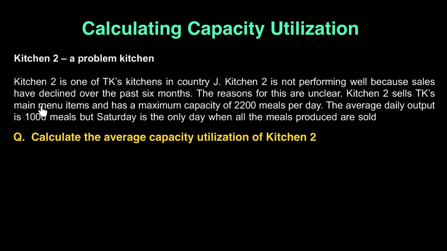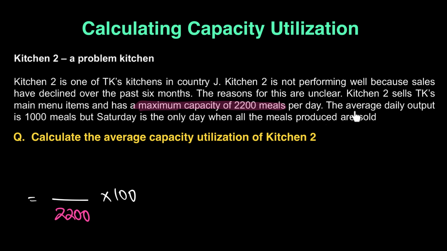Kitchen 2 sells TK's main menu items, and it has a maximum capacity of 2200 meals per day. Now, at this point, just trust the formula, and whatever you can find about the formula in this example, you highlight right away. So I already know that my maximum output is 2200, which is the denominator of my formula. So why don't I just go ahead and create my equation here, and in the denominator, I'm going to put 2200.